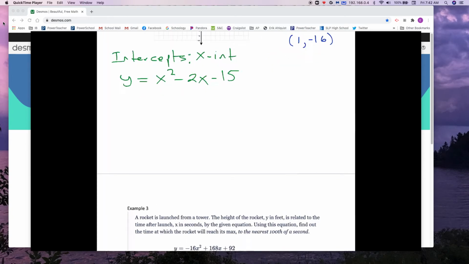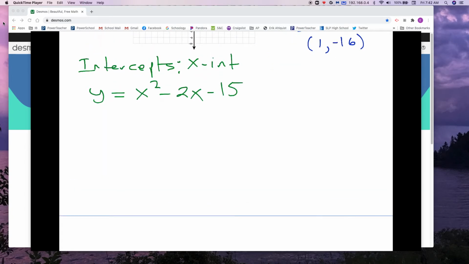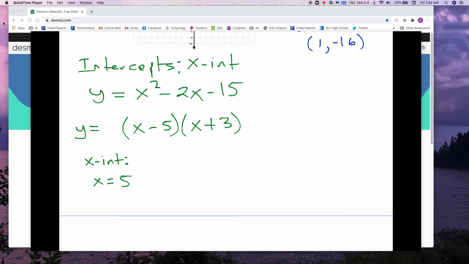So if I factor this, two numbers that multiply together to get negative 15 and add to get negative 2, you have x minus 5, x plus 3. That means our x-intercepts are when x equals 5 and negative 3.